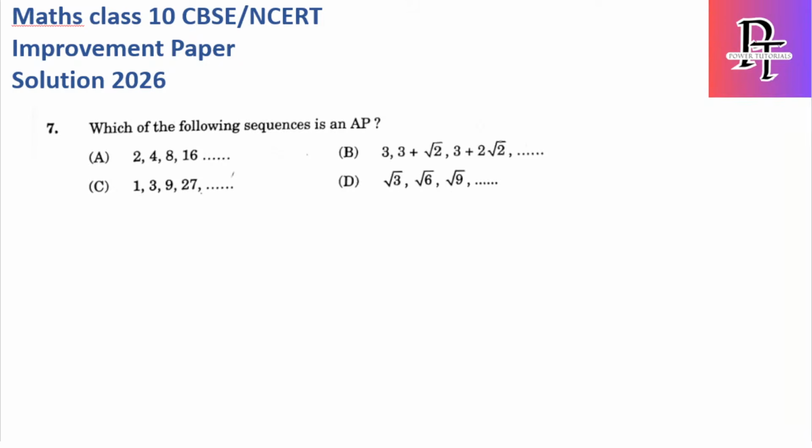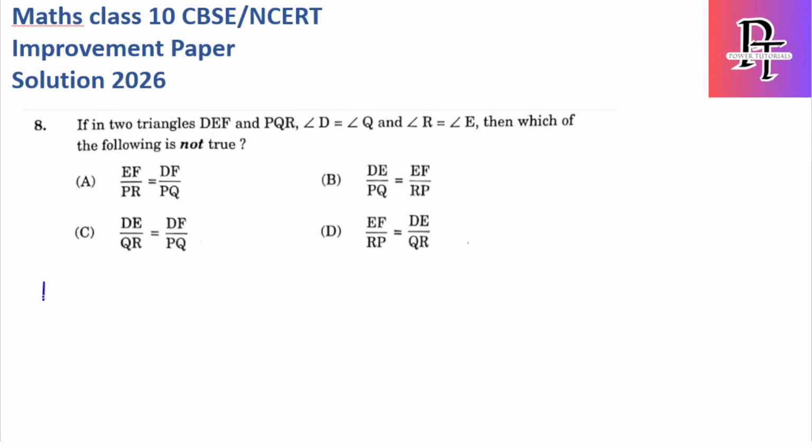Which of the following sequences are in AP? If you notice the first one, 2, 4, 8, 16, this is not in AP because it is a product, not increasing with terms of addition. What about here? 3 plus root 2, 3 plus 2. Yes, this is the right answer. What about here? 1, 3. Okay, this is also wrong, and here also it is wrong, because inside the roots it is increasing by 3, but we should have the number not inside the roots. Okay, 7th is B.